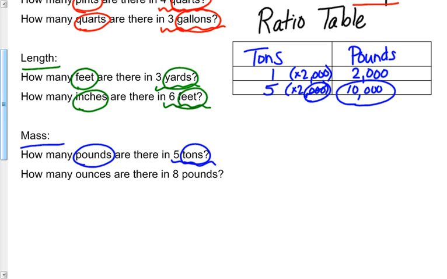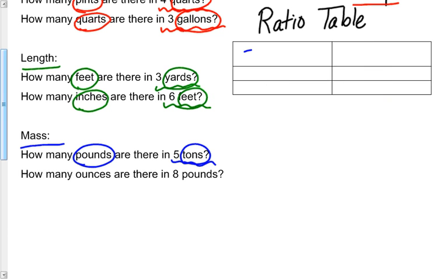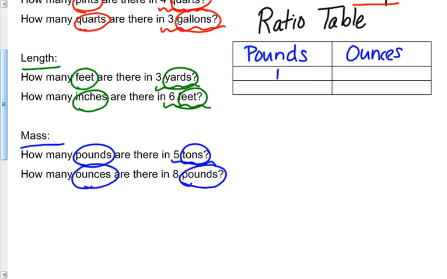Here's our last one. How many ounces are there in 8 pounds? My units are ounces and pounds. Pounds is the larger of the 2 units. Pounds, ounces, and I know 1 pound is 16 ounces. So my pattern is times 16. It's going to stay the same. It's repeated. I'm going to reread it again to see how many pounds I need.